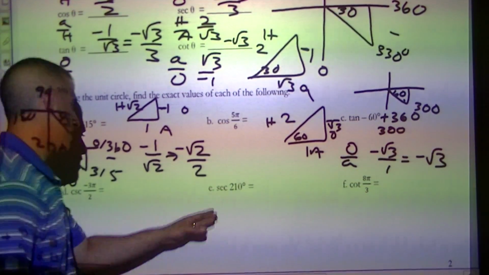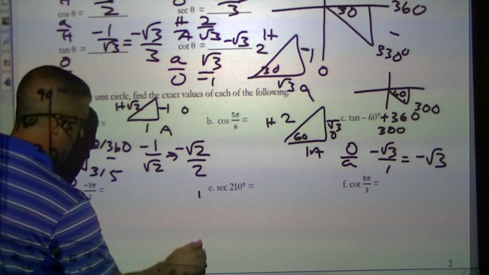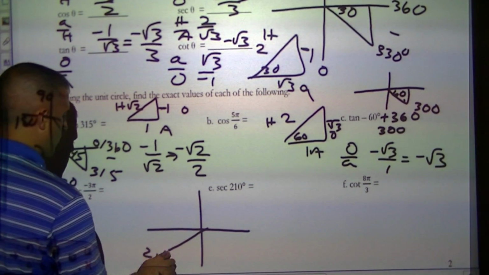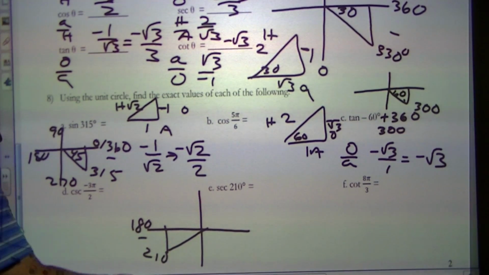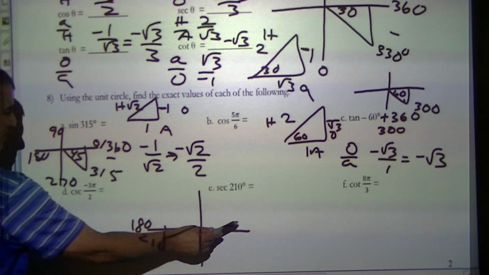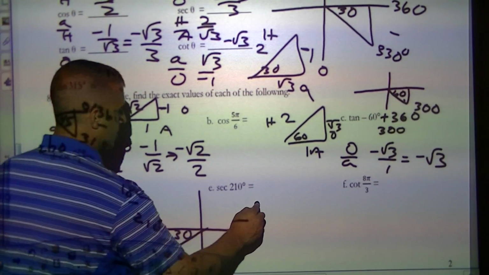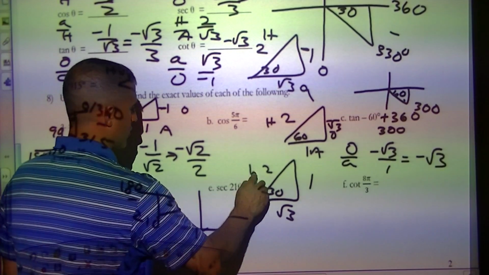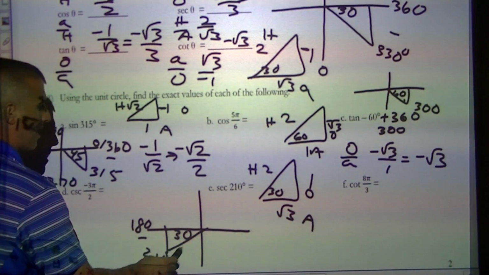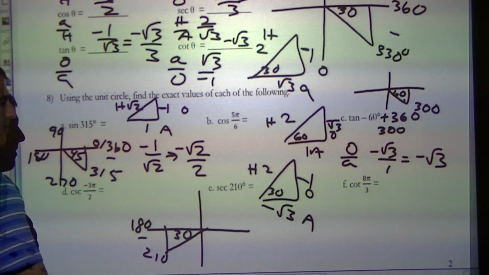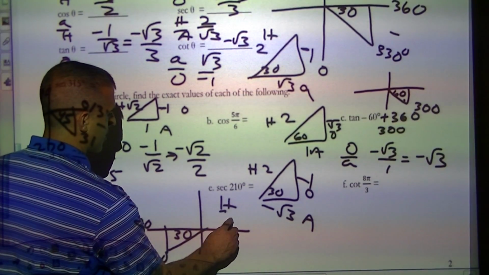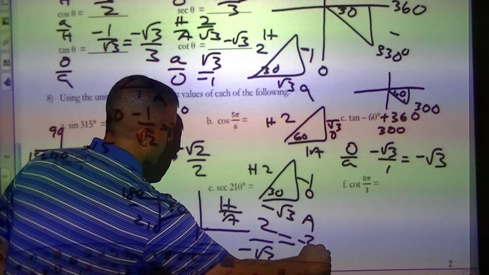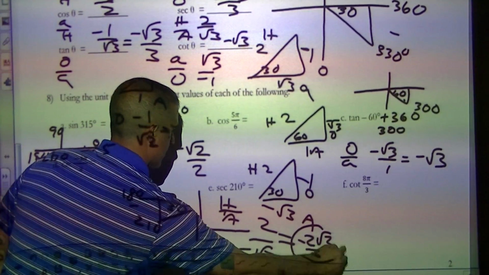All right, my last degree one is 210. 210 would be down in this quadrant here, okay? What I want to do is subtract that from 180. Never go to 270 or 90, always to these end ones. So that's going to be 30 degrees, all right? So that's 30, so I got 1, square root of 3, and 2, H, O, and A. Now, I know since it's down this quadrant, both of these are negative, all right? Secant is going to be H over A, which is 2 over negative square root of 3, which turns into negative 2 square root of 3 over 3, all right?